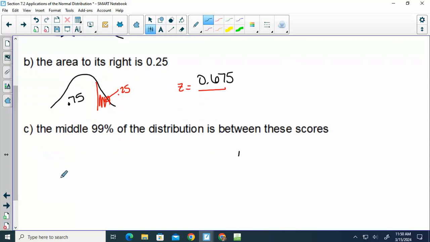All right, C. The middle 99% of the distribution is between these scores. Okay, this is tricky. So I want 99% to be in the middle. So I have 1% left to split over two ends. So what's this probability? 0.005. Okay, this little tail over here is also 0.005. So we have to find our z's.